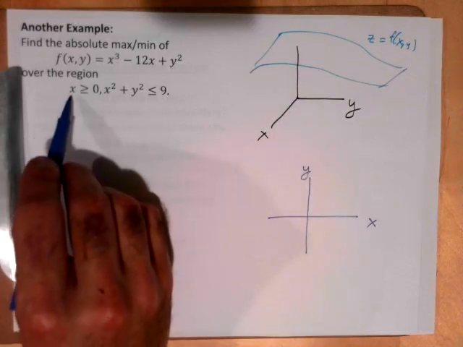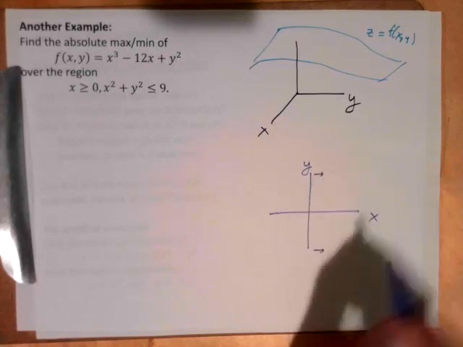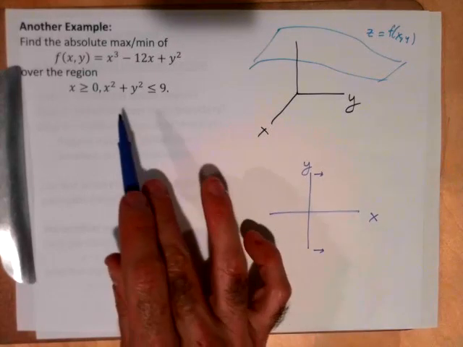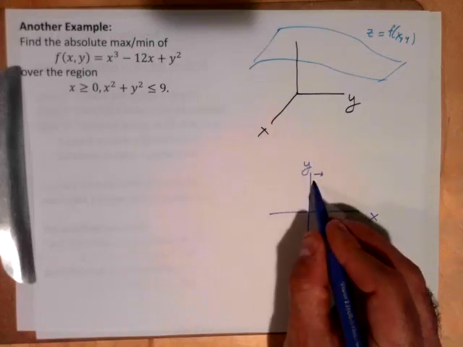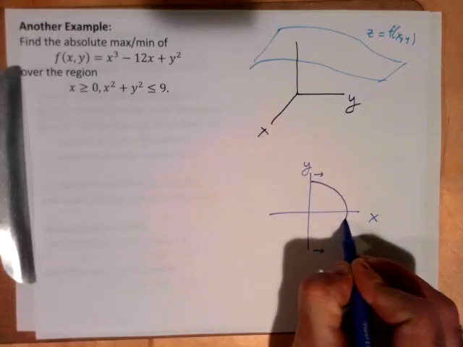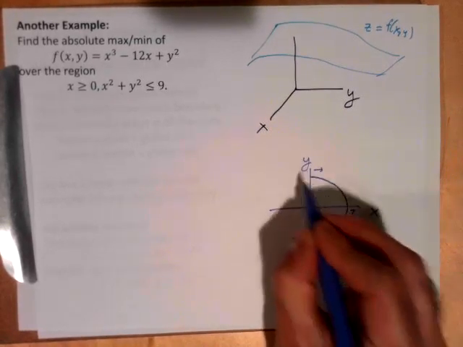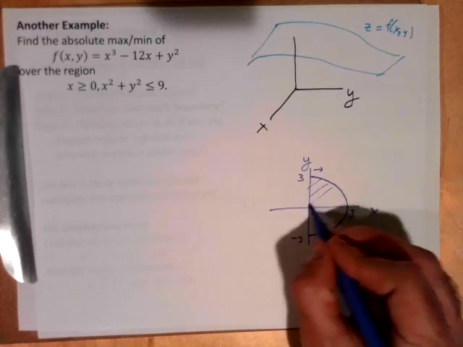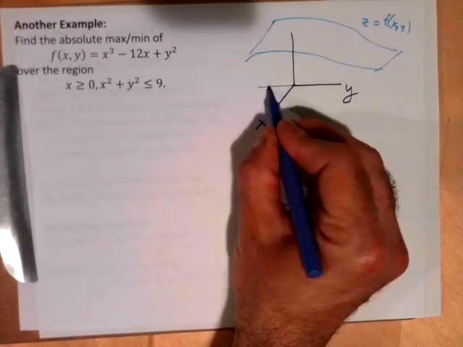Now this says x has to be greater than 0. X has to be greater than 0 is this side over here. And it says x squared plus y squared is less than or equal to 9. So that's a circle of radius 3. Okay, so there's 3, there's negative 3, there's 3. If you wanted to graph that here, we're talking about this.